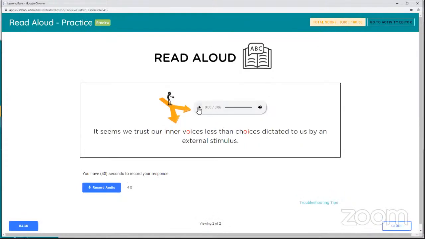We've only got 2 more to do before it's the end of the lesson, so keep practicing. It seems we trust our inner voices less than choices dictated to us by an external stimulus.